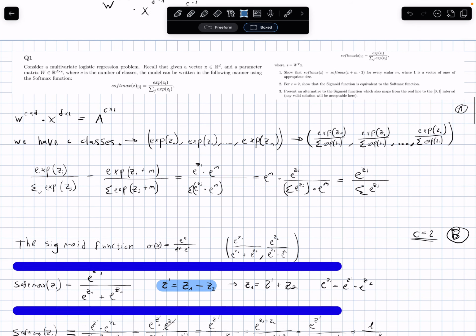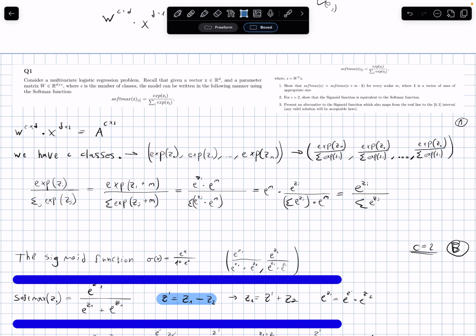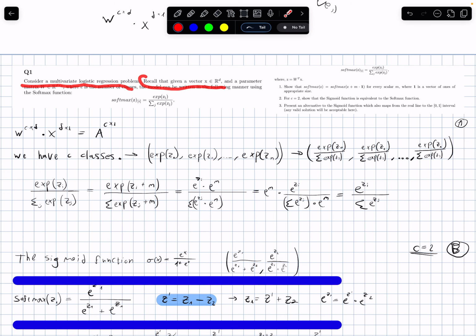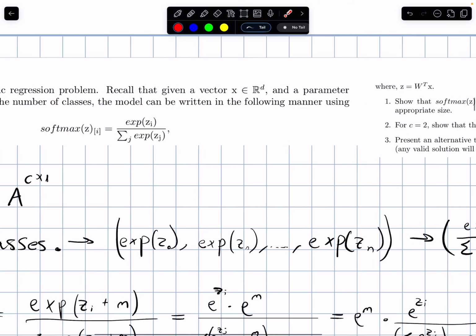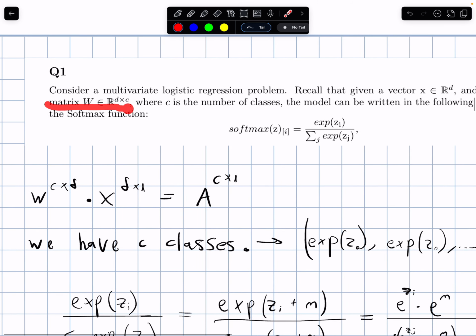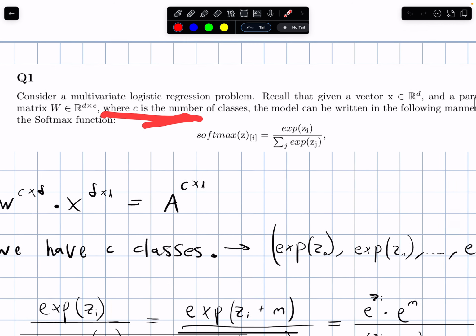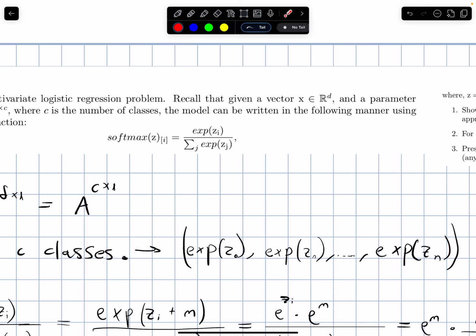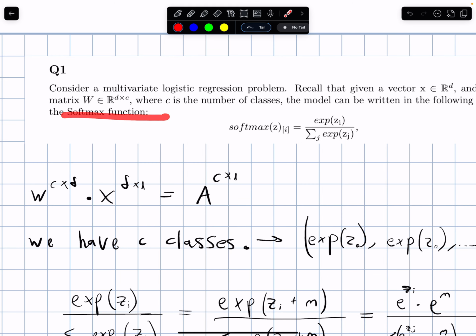Hey guys, so today we're gonna do this question. This question is about a multivariate logistic regression problem. Recall that given a vector x from R^D and the parameters matrix, which is this one, a matrix from R^(D×C), so D rows and C columns, where C is the number of classes. The model can be written in the following manner using the softmax function.